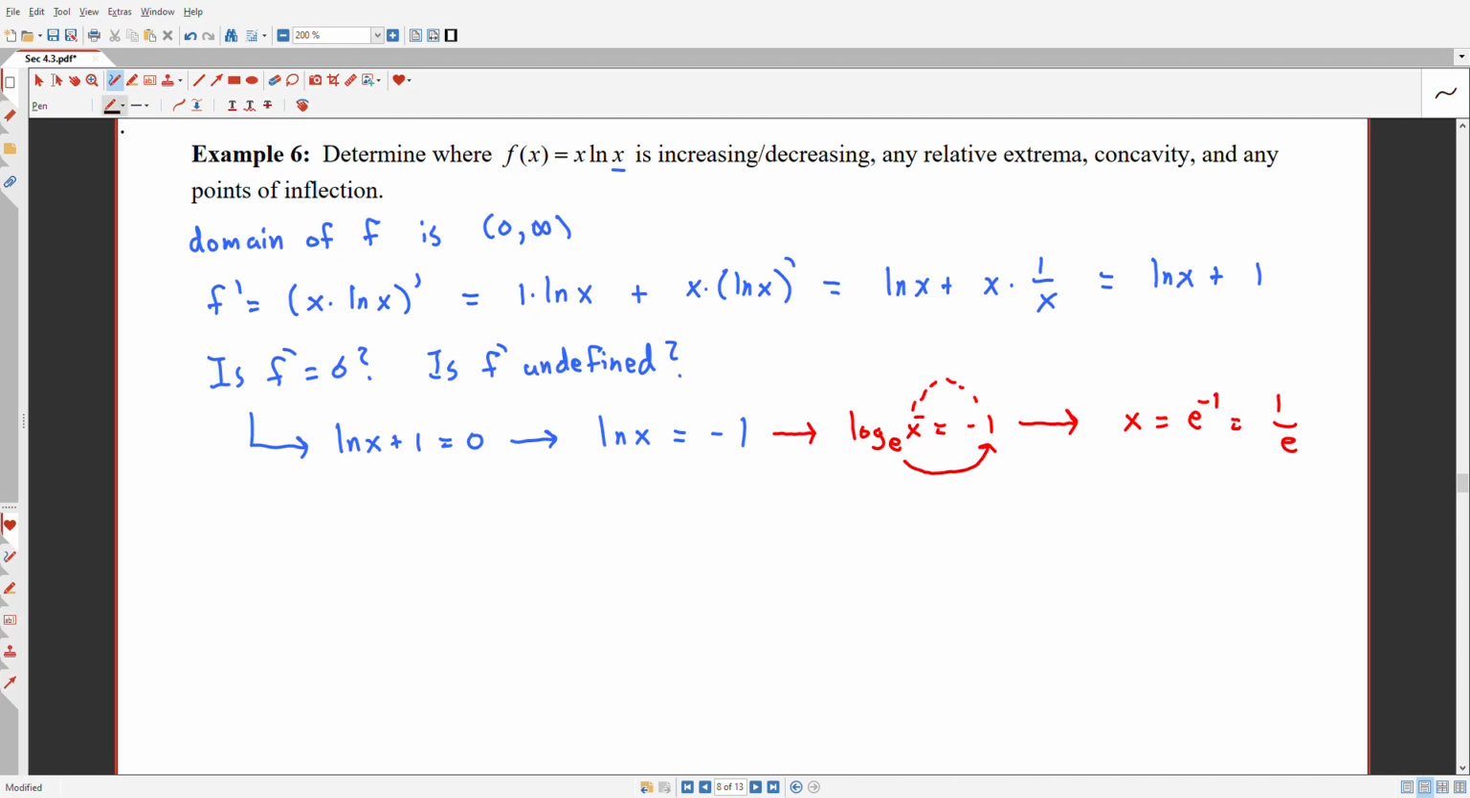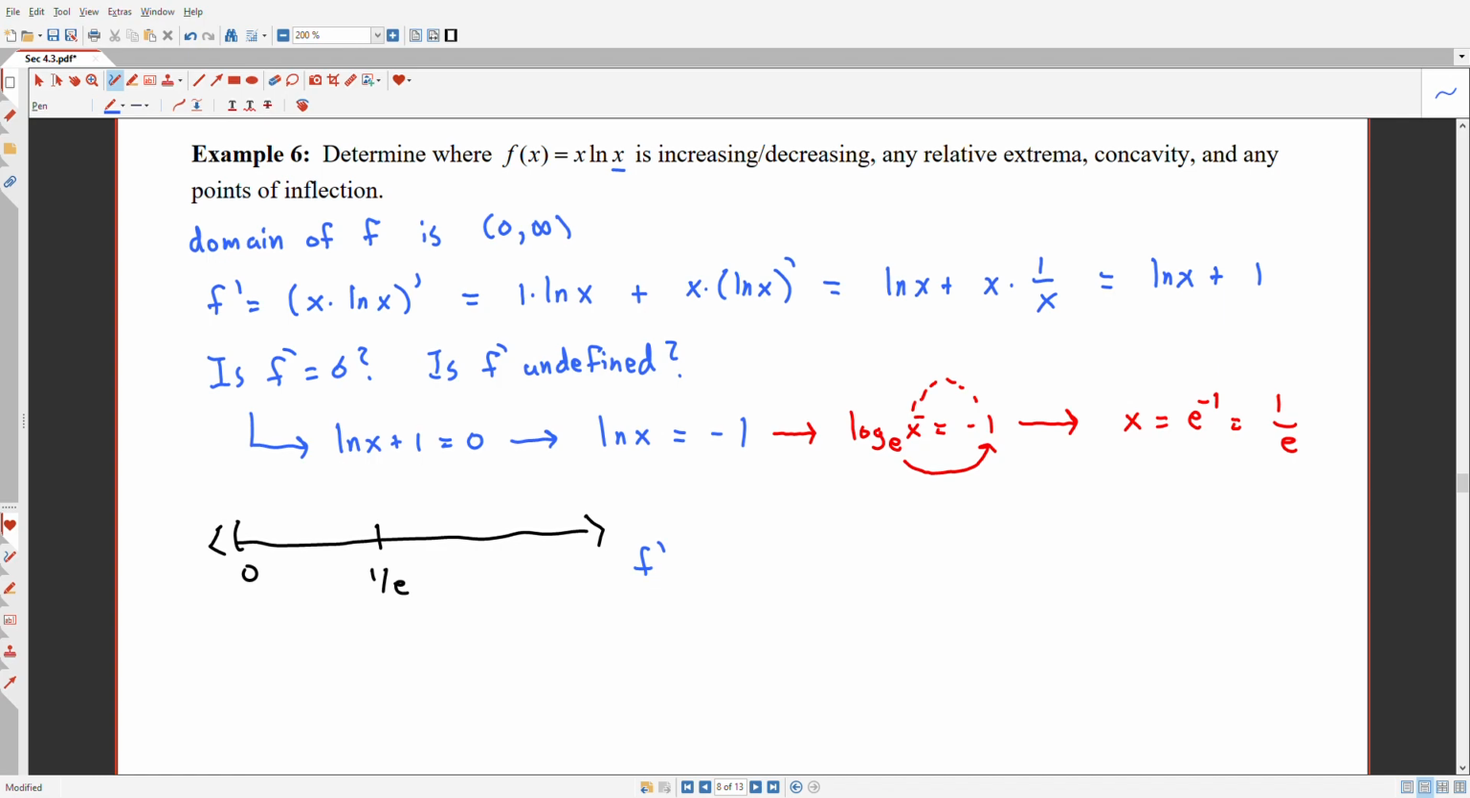So, if we make a little sign diagram for the first derivative, we have this interesting point 1 over e. We don't want to go past 0. And so this is a sign diagram for the first derivative, f prime. So we can just check. We know that f prime is 0 at this funny number, 1 over e. But is it positive or negative before that? Is it positive or negative after that?